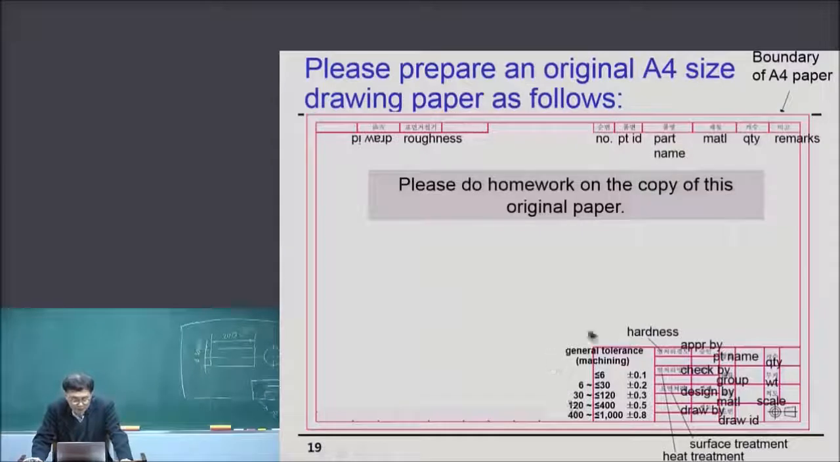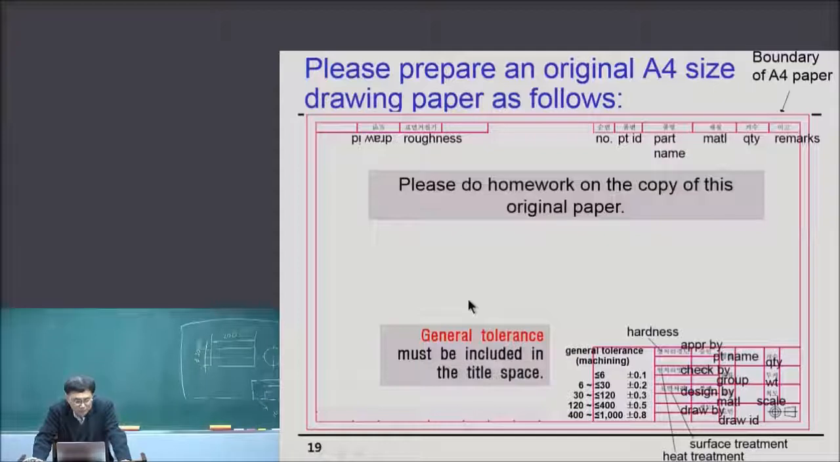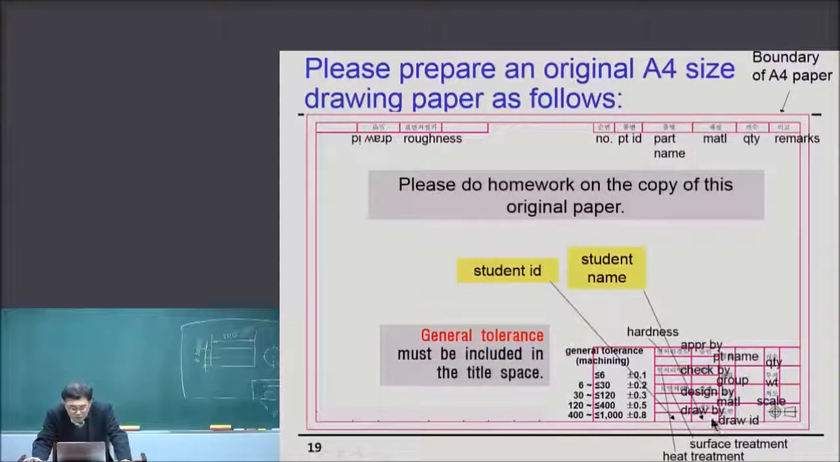So general tolerance must be added in the tighter space. Very important. Must be included in the tighter space. And then maybe the student ID here, and your name here.